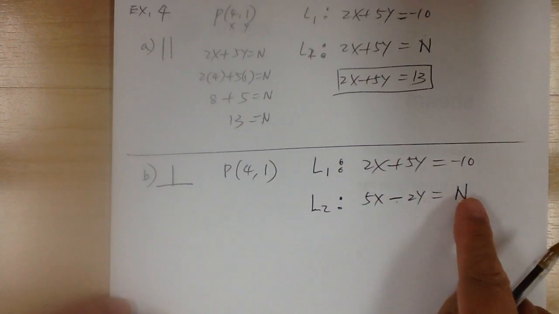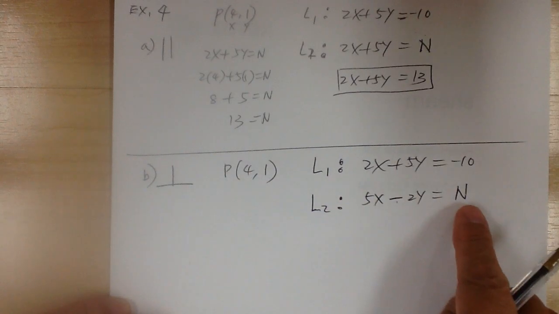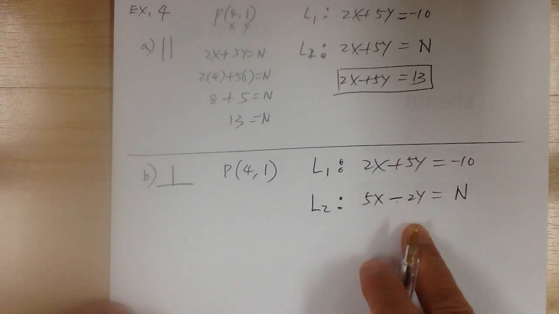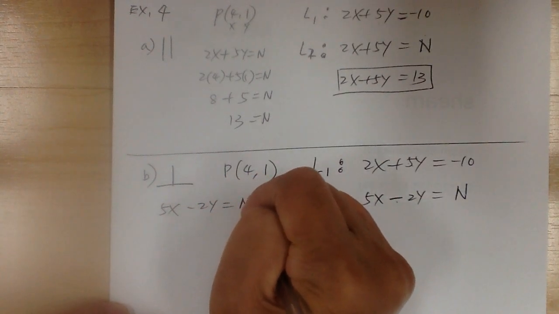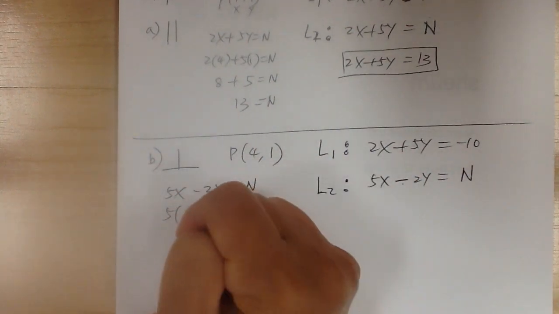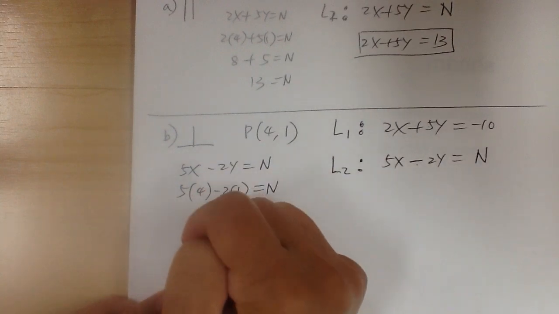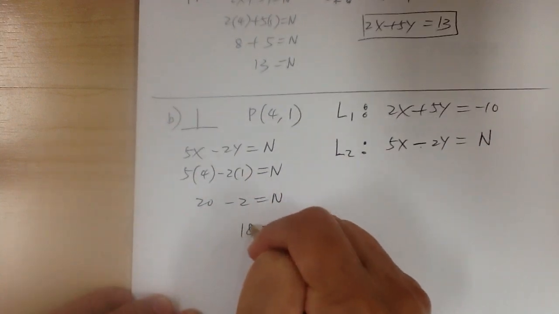Since this line has to go through this point, you have to use this point to figure out what this number is. Again, go off to the side so you don't confuse your major steps. So you got 5x minus 2y equal to n. So 5 times 4 minus 2 times 1 equal to n. So 20 minus 2 equal to n. So n equals 18.